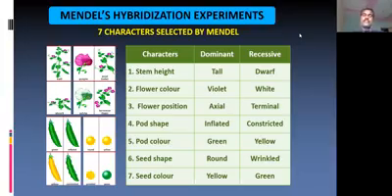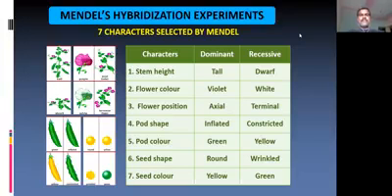Seed shape: dominant was round, recessive was wrinkled. Seed color: dominant was yellow and recessive was green.